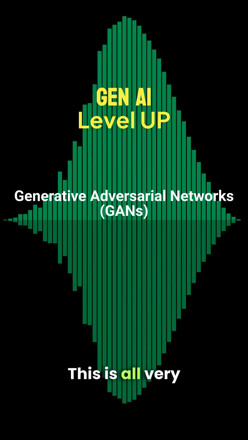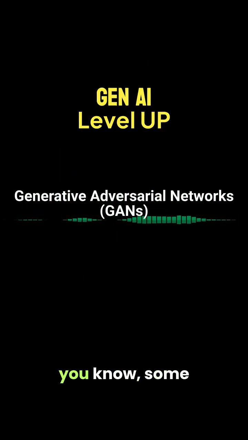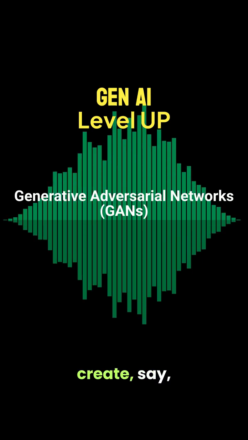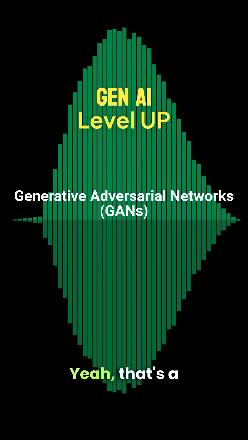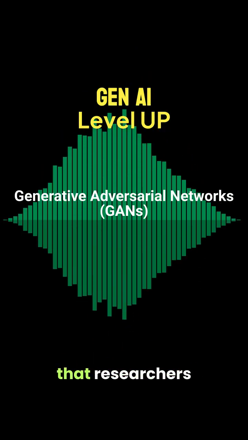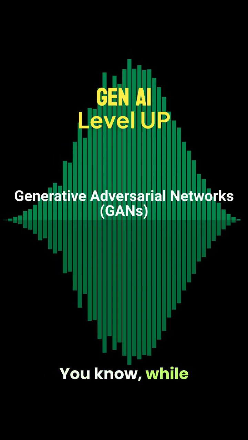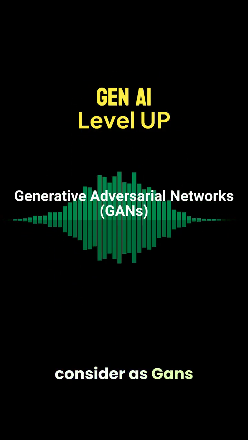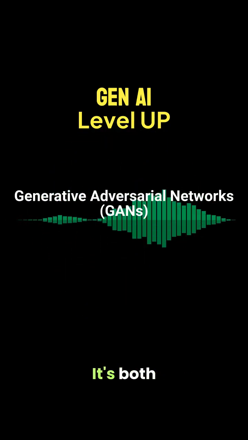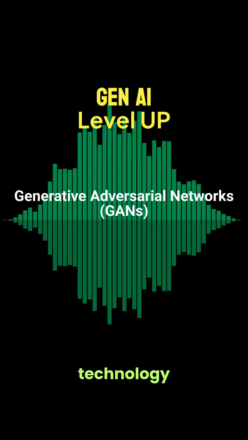This is all very interesting. It's making me wonder though about some of the ethical implications. Like, could GANs be used to create, say, digital clones of real people? That's a very important question, and it's one that researchers and ethicists are actively grappling with. While this technology isn't quite there yet, it's certainly a possibility that we need to consider as GANs continue to evolve. It's both fascinating and a bit unsettling to think about where this technology might lead.